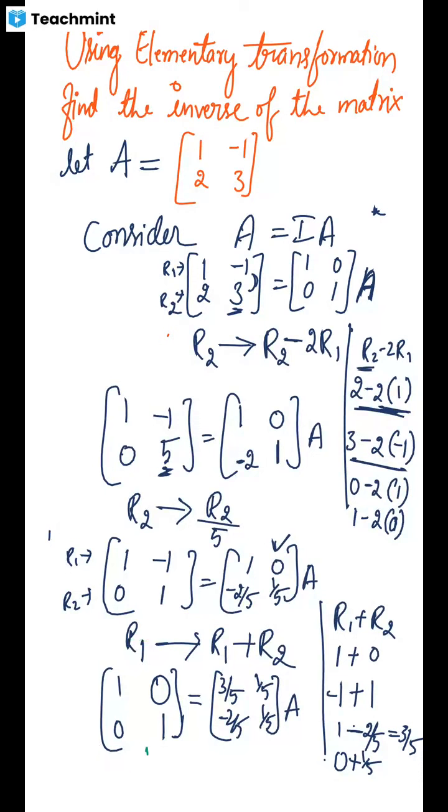So clearly it is in the form of I is equals to BA. Ready? I is equals to BA, so the matrix B is the inverse of the matrix A. So B, in the matrix place, what has come is 3 by 5, 1 by 5, minus 2 by 5, 1 by 5.